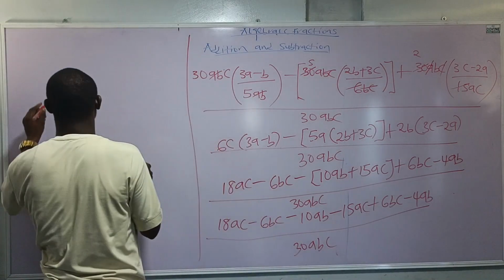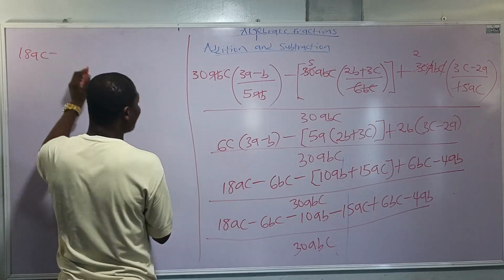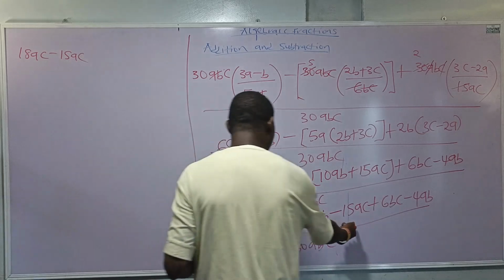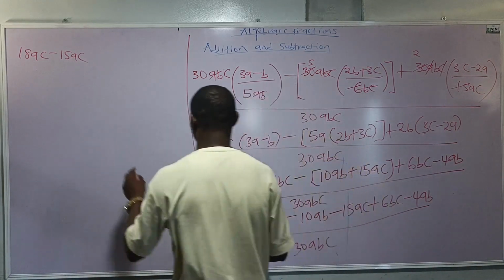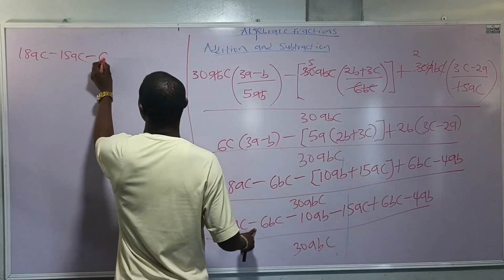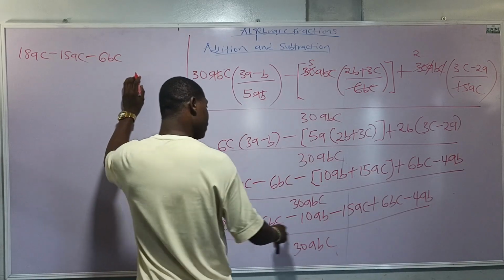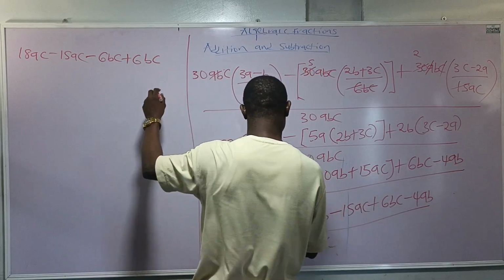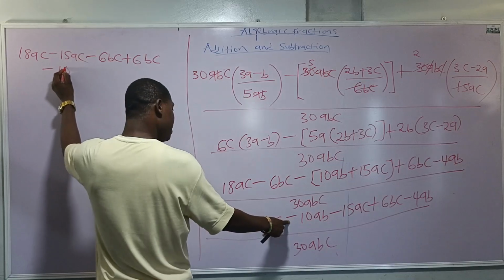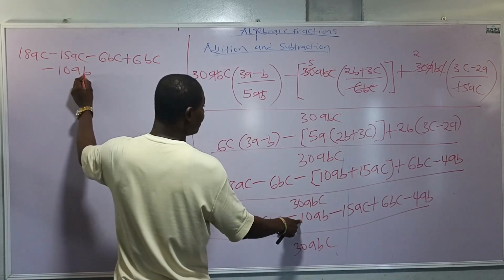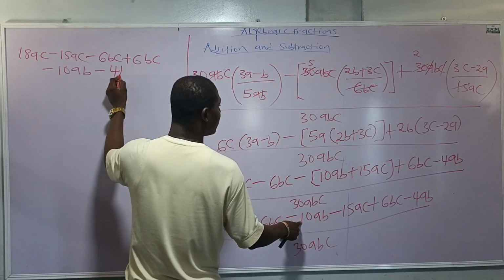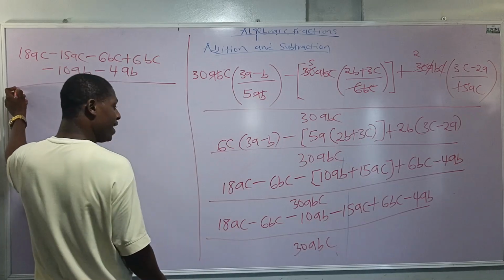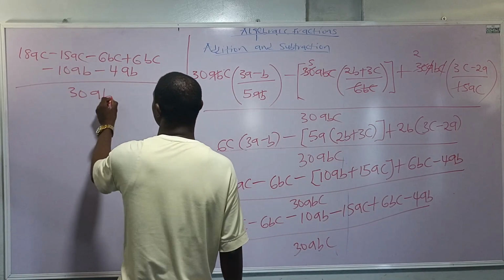Trying to minimize space. So I have 18AC minus 15AC. Remember, they are not crossing equality signs, so the signs remain the same. Minus 6BC plus 6BC, minus 10AB minus 4AB, all divided by our LCM, 30ABC.